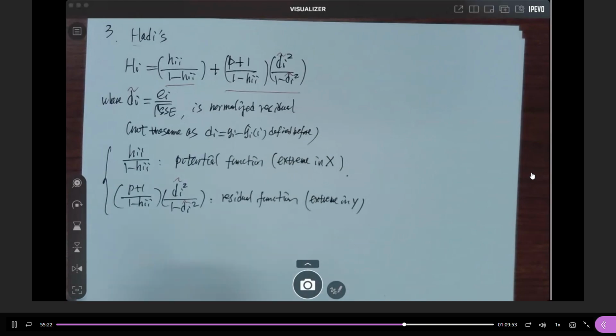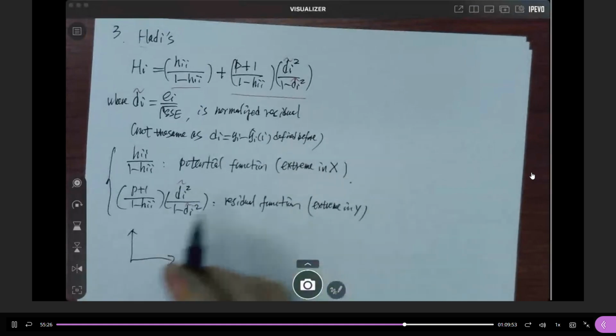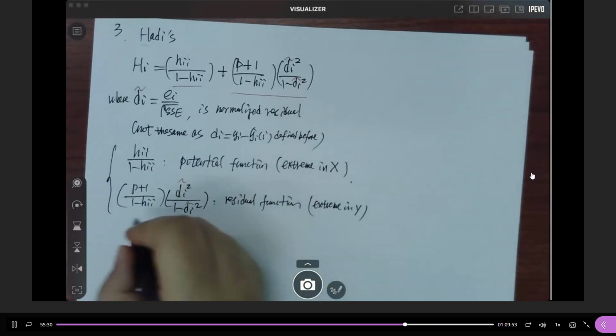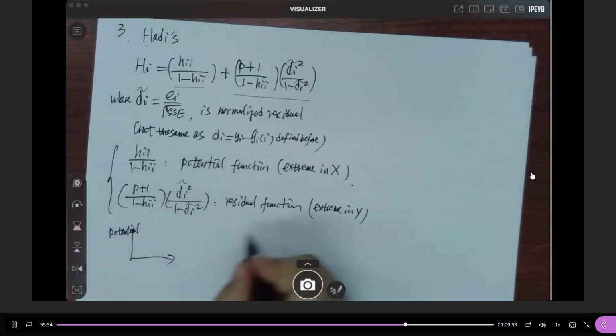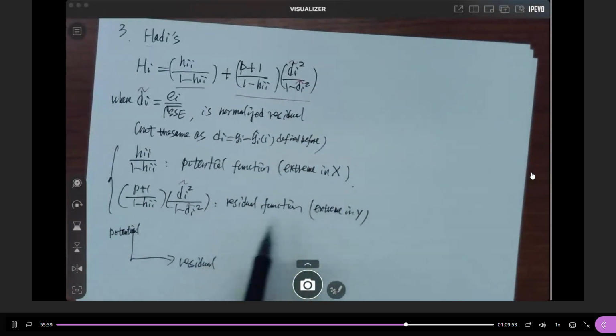So for this part, let's say we don't use the cutoff value. Let's just look at the plot: the first term versus the second term. The first term is potential. The second term is residue, the residual function, not the EI, okay? Just plot the first term versus the second term. The extreme ones, basically, need to be away from the others.